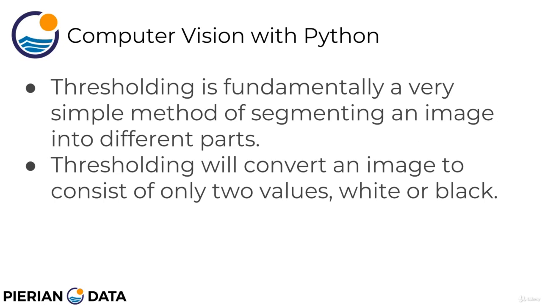Thresholding is fundamentally a very simple method of segmenting an image into different parts. Thresholding will convert an image to consist of only two values, white or black. Later on, we'll see some other examples of thresholding that actually convert to some sort of grayscale and do have values in between black and white, but typically we're just going to be going with a straight binary threshold that turns values into black or white.